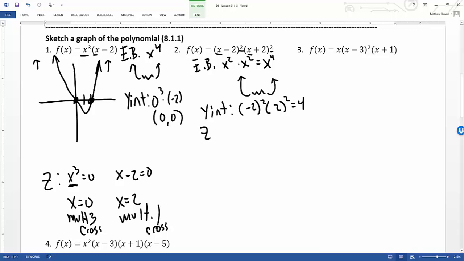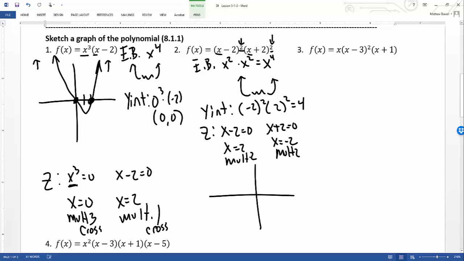And then zeros, set each equal to 0. And so I get x equals 2, multiplicity 2. And then x equals negative 2, multiplicity 2, because there's 2 of them. My y-intercept is 4.